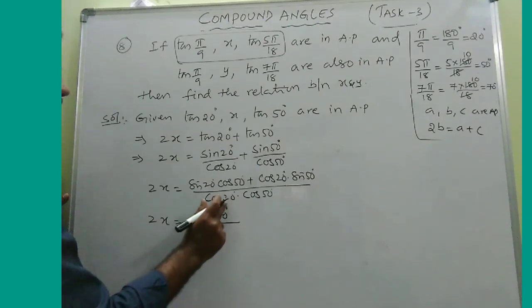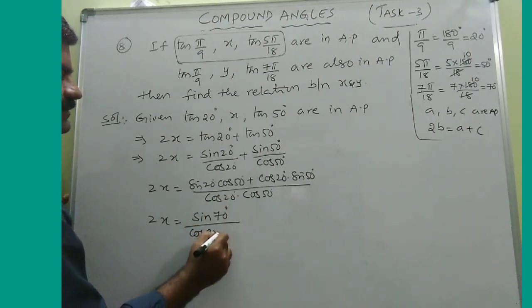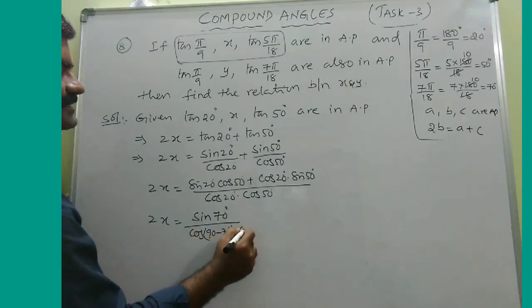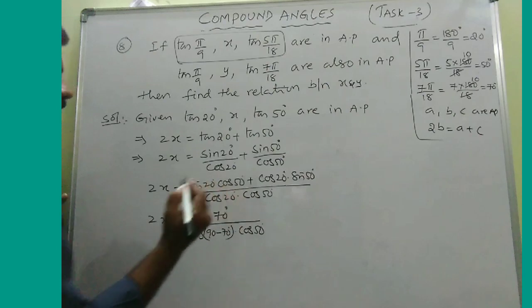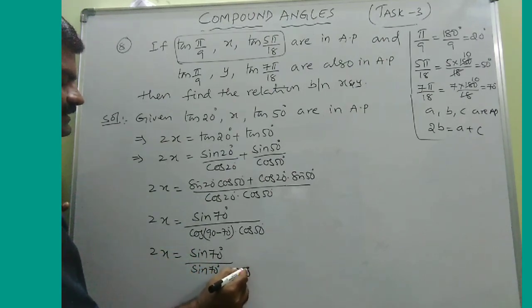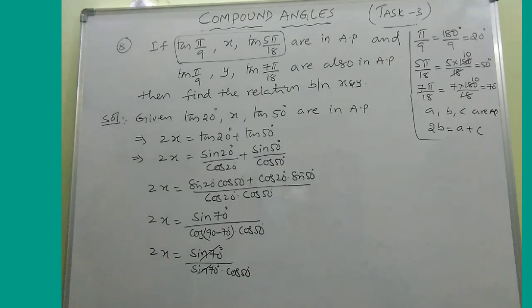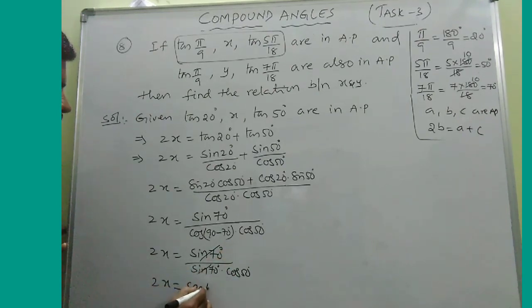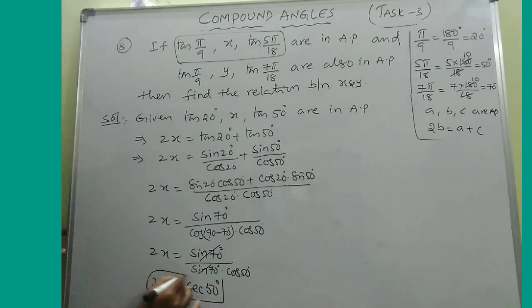By cos 20, can I write it as 90 minus 70? Any one thing you can change. So then 2x equals sine 70 degrees by, because of 90 cos changes into sine and first quadrant so positive, into cos 50 degrees. Sine gets cancelled. Hence 2x equals 1 by cos 50, which is nothing but secant 50 degrees. So this is the relation 1 that we got.